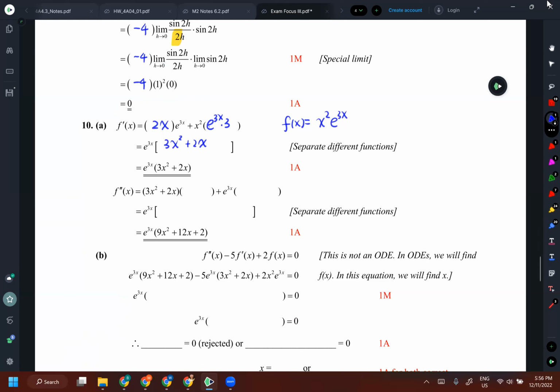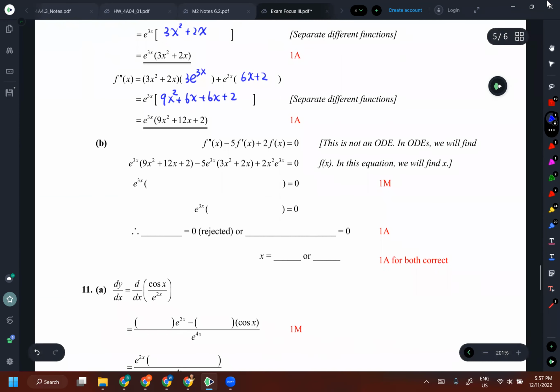In your next step, you will differentiate e to the power 3x, and then you will have 6x plus 2. You see, it's easier this way. It's 9x squared plus 6x plus 6x plus 2. Now, I think if you take out x and then your next step, the second derivative, it's harder, because you have to consider a product. I don't want a product in my differentiation. I want it expanded for my differentiation. So that is the best way to go. Part B.